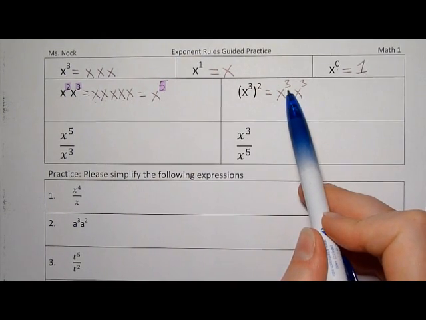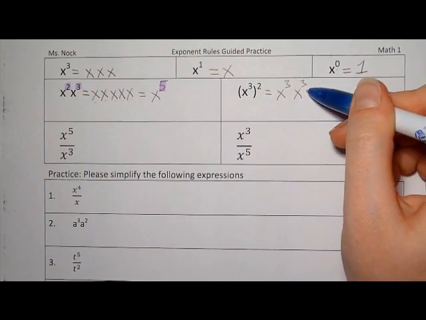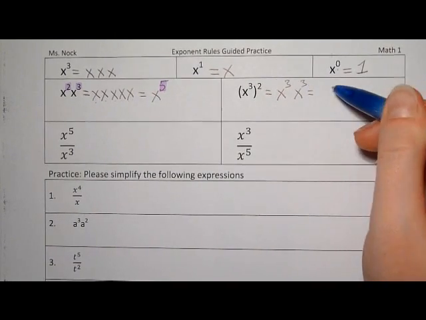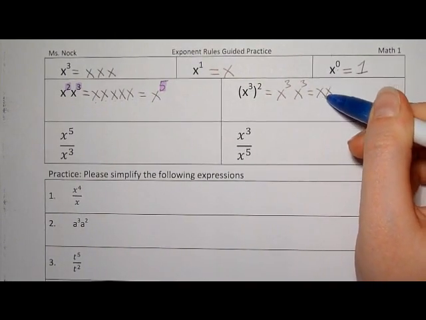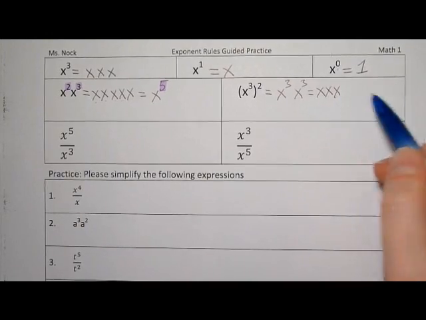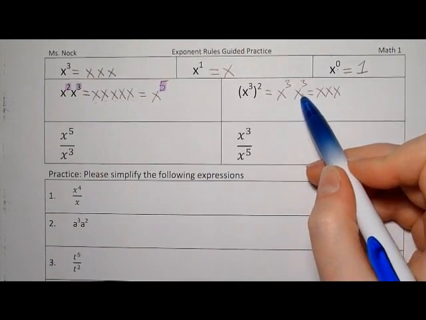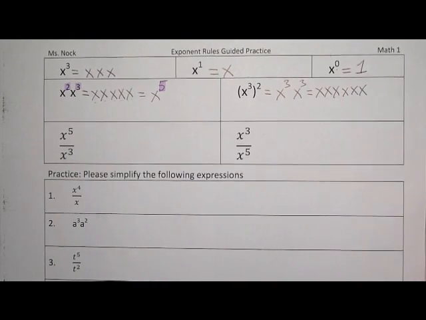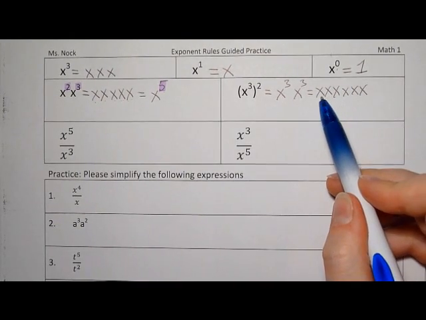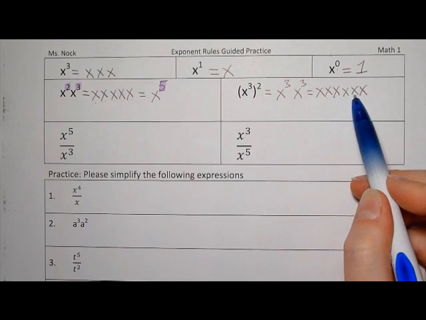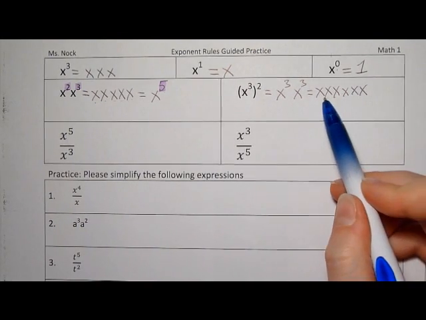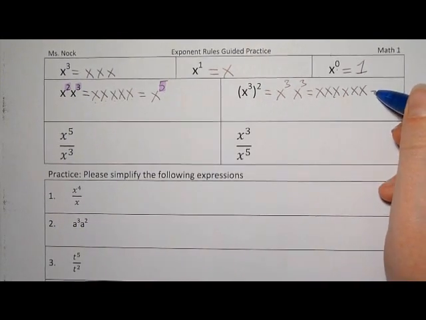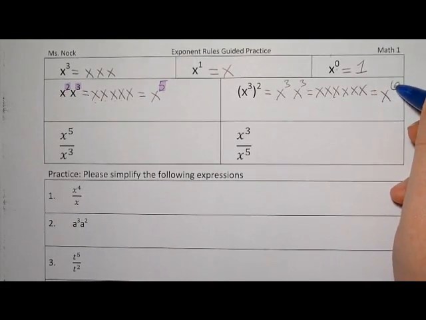Now I'm going to expand the cube. I'm going to write the cube out long ways. X to the 3rd means x, x, x: 3 x's multiplied together. The next x to the 3rd is another 3 x's multiplied by each other. I'm now going to count how many times x is multiplied together, and I see that it is multiplied together 6 times, so I can write this as x to the 6th.